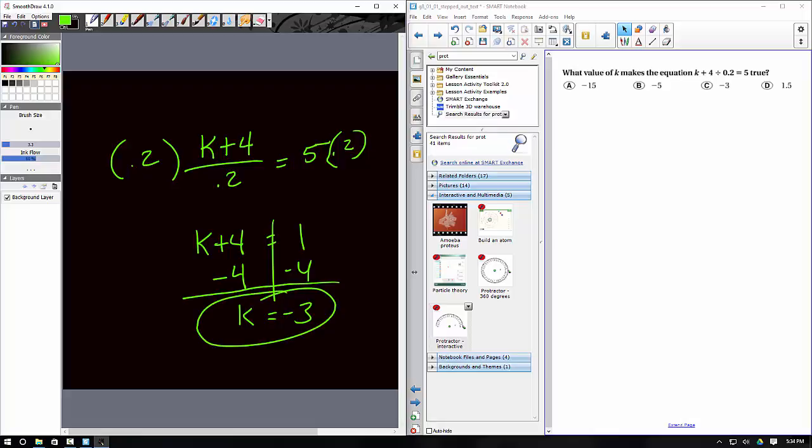So the first thing I had to do is multiply both sides by 0.2, right? And then I had to do the subtraction property of equality. And I have k equals negative 3. And I can now check this to make sure it makes sense. So negative 3 plus 4 is 1, right? And 1 divided by 0.2 equals 5. So that's how you check it.